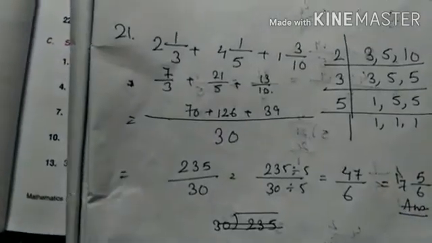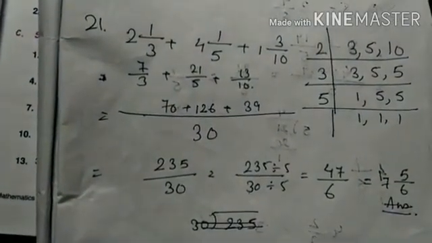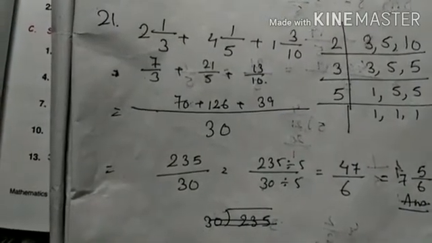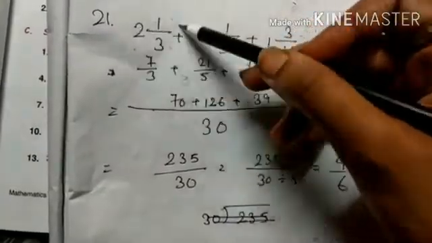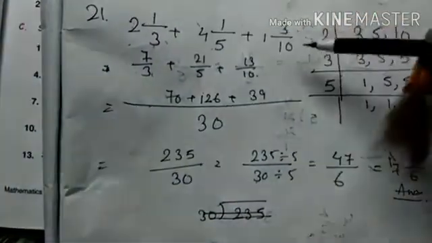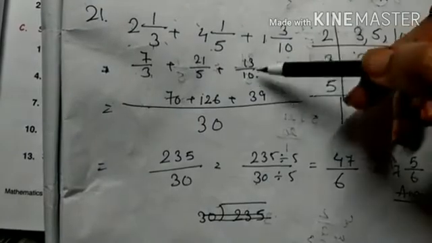Here 21, the number 21. The numbers are in mixed fractions. Convert into improper fractions. 3 2s are 6. 6 plus 1, 7 by 3. 5 4s are 20 plus 1, 21 by 5. 10 1s are 10. 10 plus 3, 13 by 10.